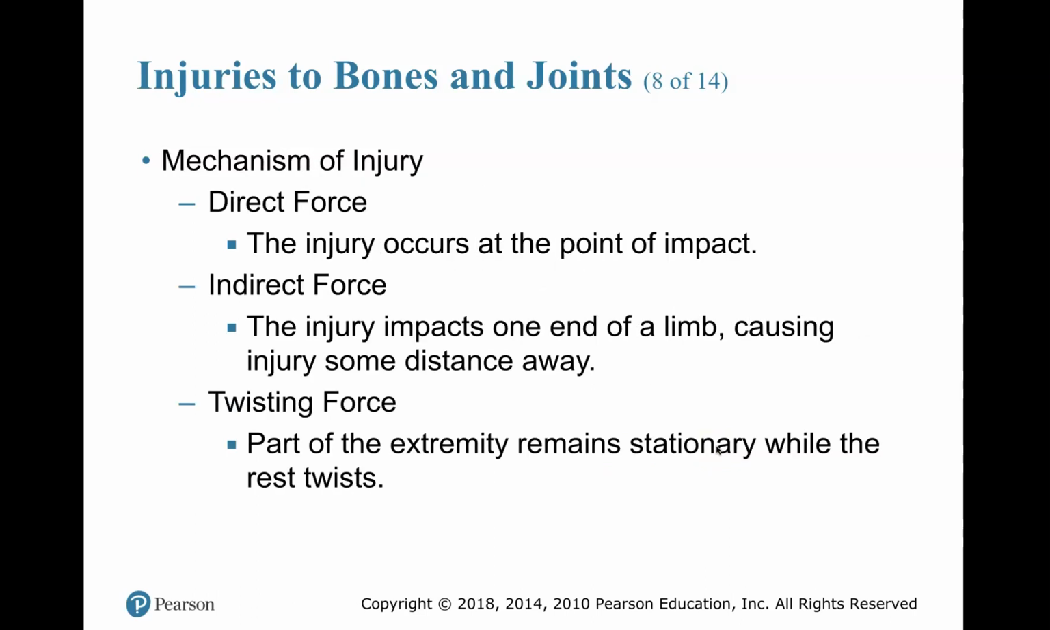Mechanisms of injury. Direct force: the injury occurs at the point of impact. Indirect force: the injury impacts one end of a limb, causing injury some distance away. A twisting force: part of the extremity remains stationary while the rest twists.